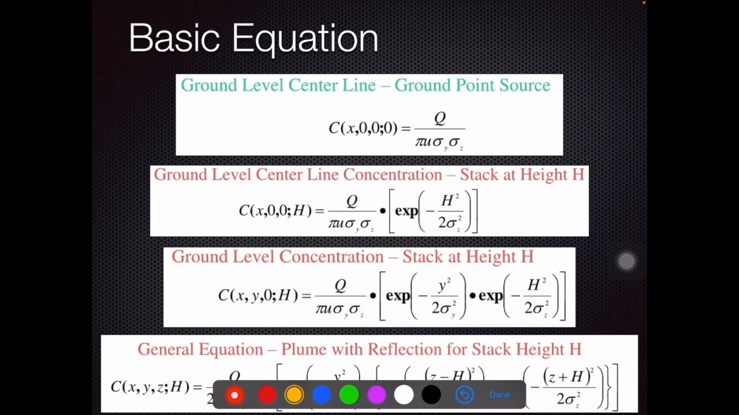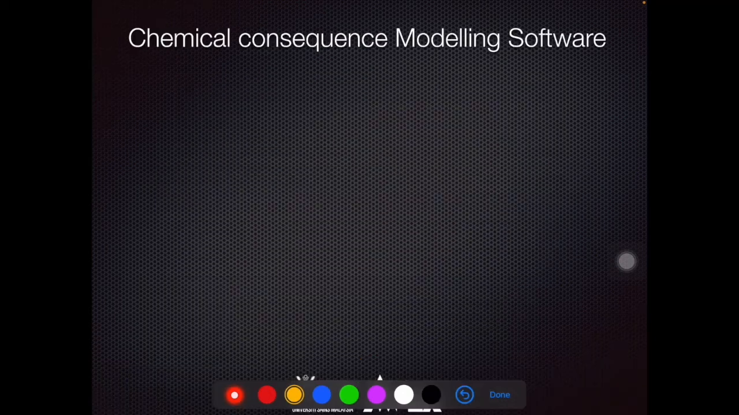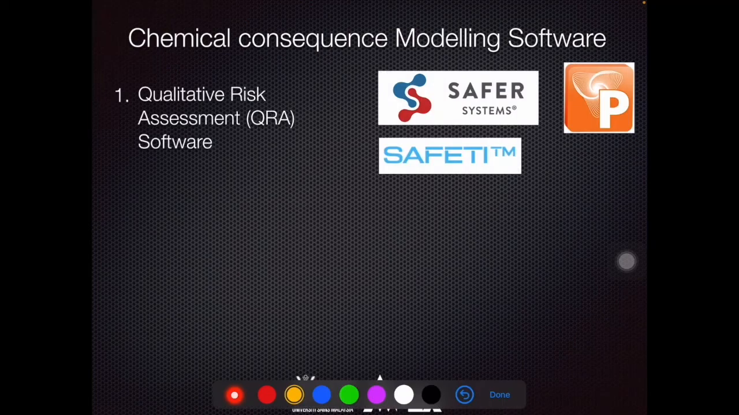So these are the basic equations involved in the Gaussian model and the heavy gas dispersion model. The real thing is we will not be using these equations in this subject. We will only look at the chemical consequence modeling software, so we will know how to run the chemical based on the input. You will not calculate this Gaussian model or heavy gas dispersion model, but you will learn how to use the software that implements these equations.